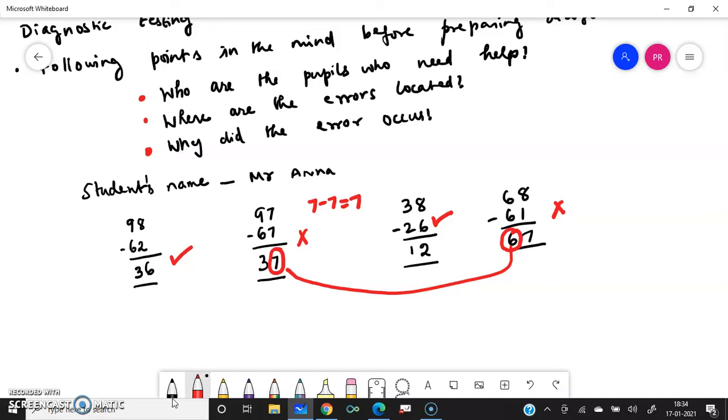So now you have diagnosed that Anna is having a problem here. This is what we call diagnosing the error. This is known as the diagnostic test.